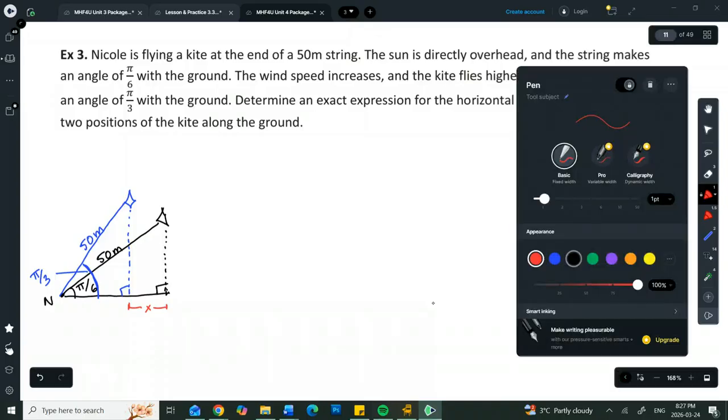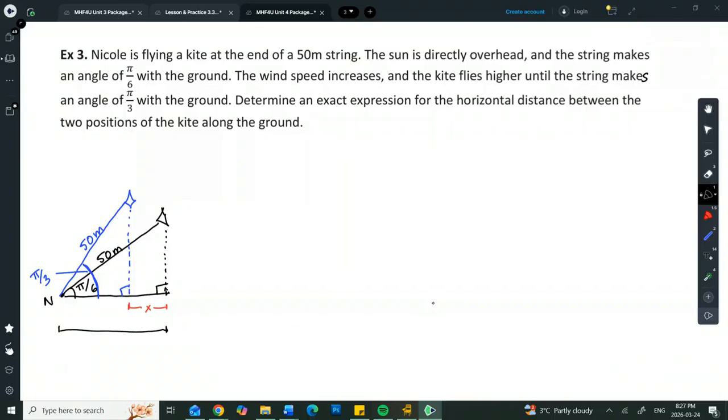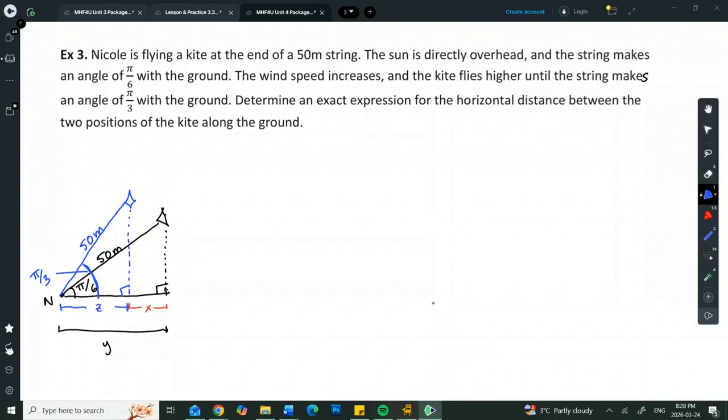Now in order to find x, I will likely need to know what is this full length. So perhaps we can call that y. And I will also need to know what is the exact value of this length right here, which maybe we can call z.